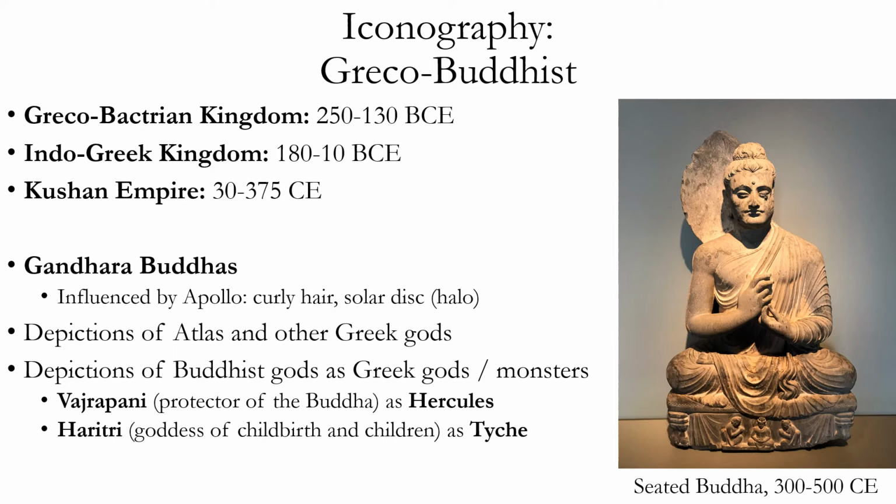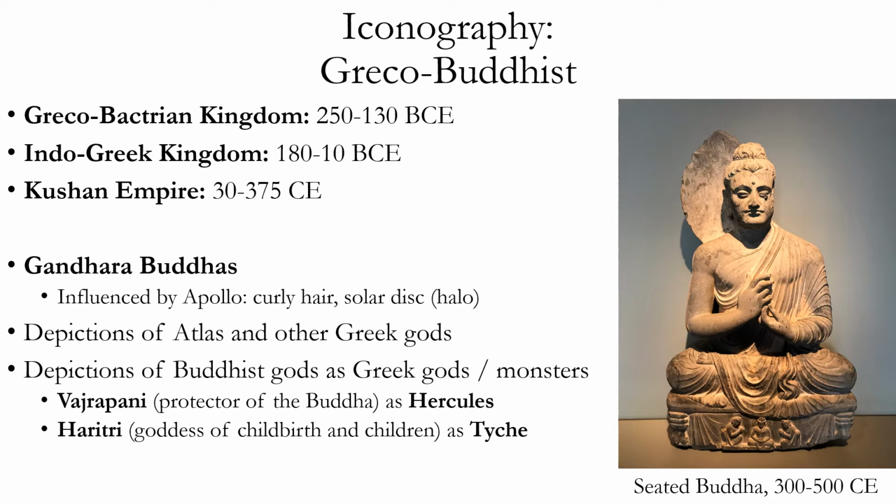And they also have a halo around the Buddha's head, which is regarded as having come from a depiction of the sun, a solar disk, because Apollo was god of the sun. And this also may have been the way in which the halo entered into Christianity as a representation of a saintly or holy status. We can also see depictions of Atlas, a titan or giant from ancient Greek religion, and other Greek gods in early Buddhist iconography.